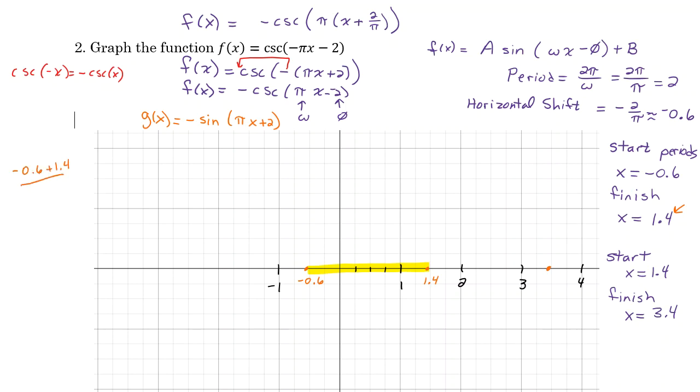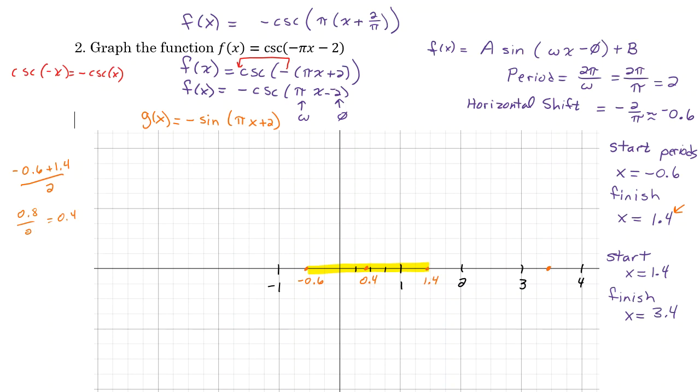So we have to figure out what's halfway between -0.6 and 1.4. Halfway between would be the average. So that's going to be 0.8 divided by 2, which is 0.4. And then halfway between -0.6 and 0.4 is going to be at its max or its min. Now notice over here we've got a negative in front of the sine. So instead of going up and then down, it's going to go down and then up.